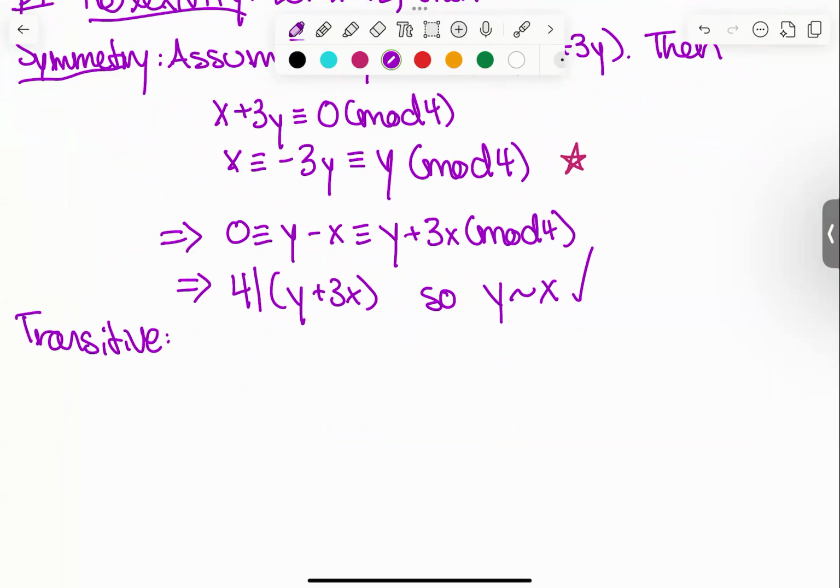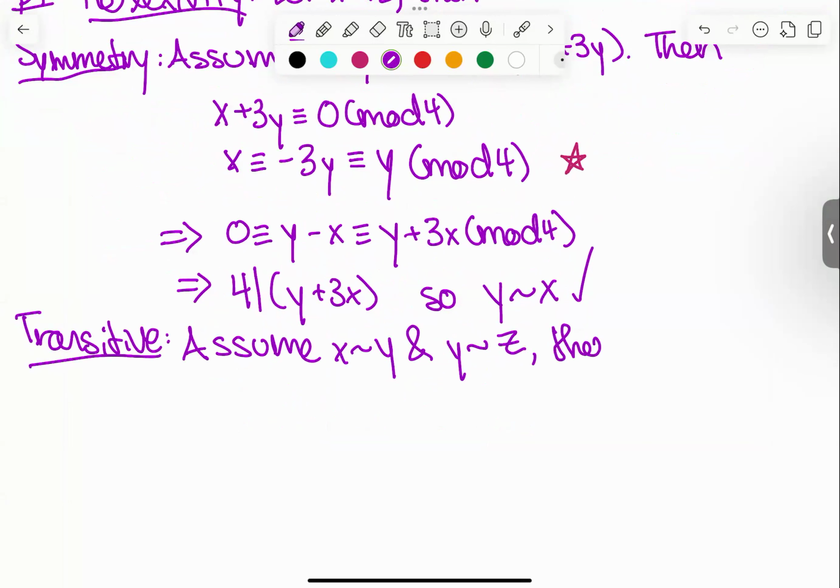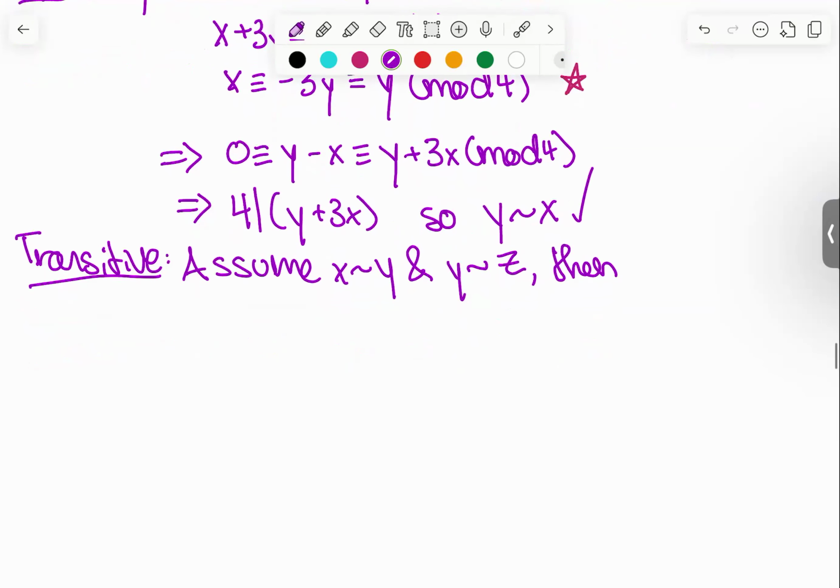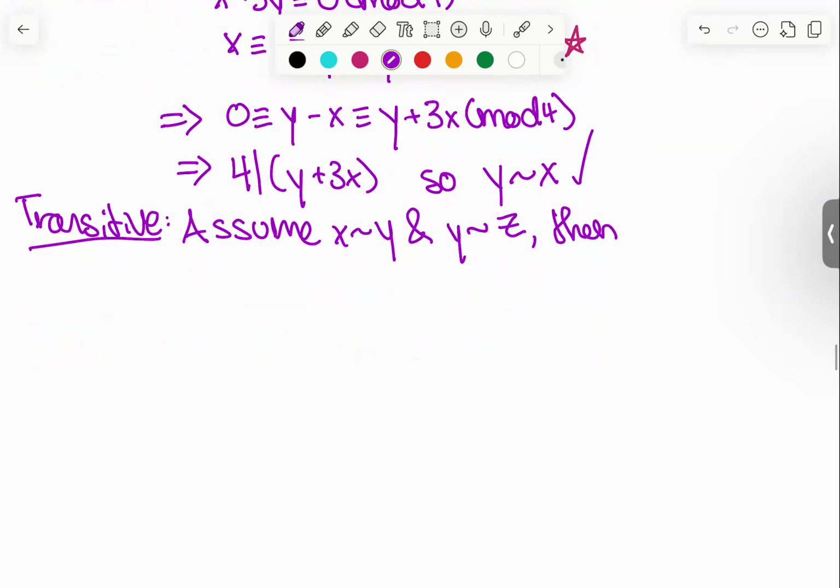Transitive. Assume x twiddles y and y twiddles z. Well, I could use this argument with the star above and say, well, that means that x is equivalent to y mod 4 and y is equivalent to z mod 4. But let me show you a different way that you could go about these. And you could have done something similar with the last one, I believe, at least with the symmetry thing.